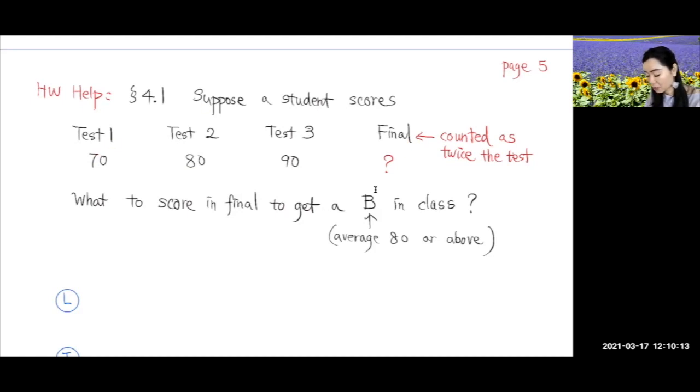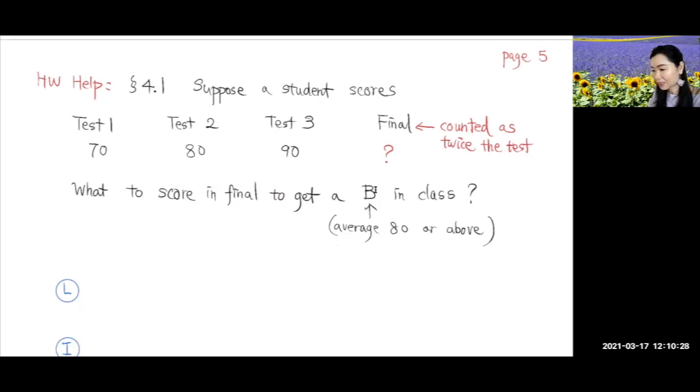So we want to know what to score for the student. The student wants to know what to score in the final to get a B in class, which means we have to have an average of 80 or above in class. So how can we find out what to score in the final in order to get a B in class? Suppose the student scores like this in the first 3 tests.